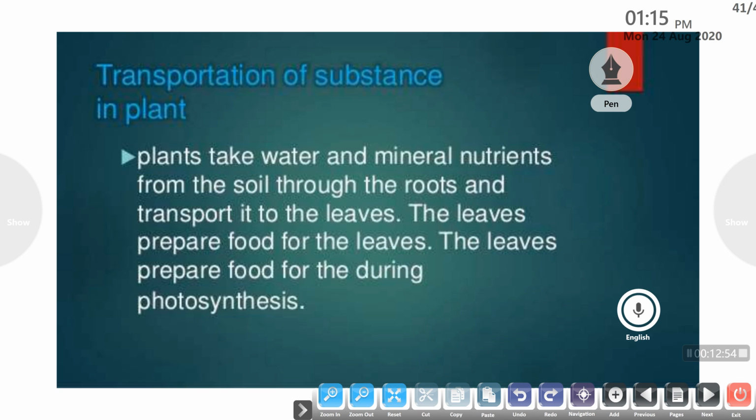Next is the transportation in plants, the transportation of substances in plants. In plants, they generally take water and mineral nutrients absorbed from the soil through the roots and transport them to the leaves with the help of a connective tissue called xylem. Xylem is a type of connective tissue used for the transportation of water and solutes in the plants. The leaves prepare food during photosynthesis, and they transport this food to the roots with the help of a connective tissue called the phloem. So phloem is basically the connective tissue that translocates the food particles.